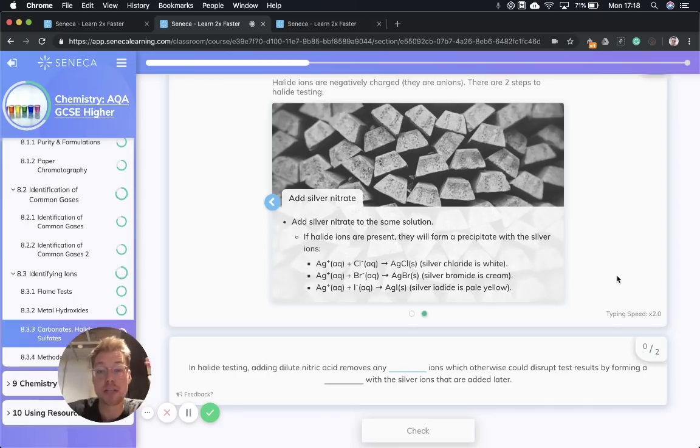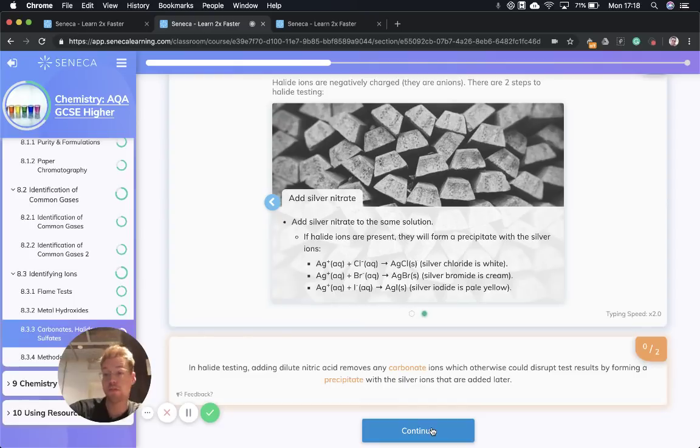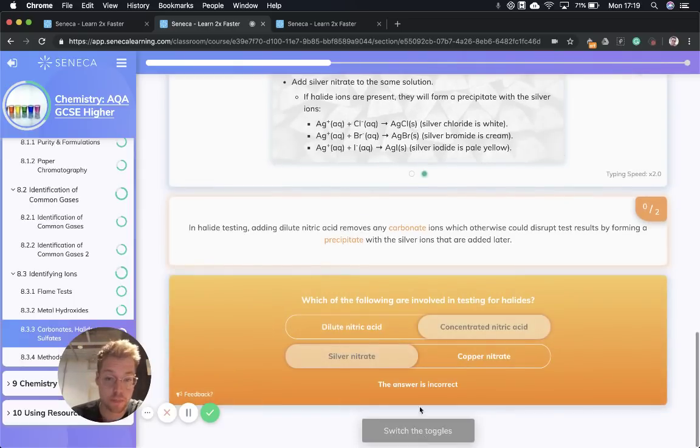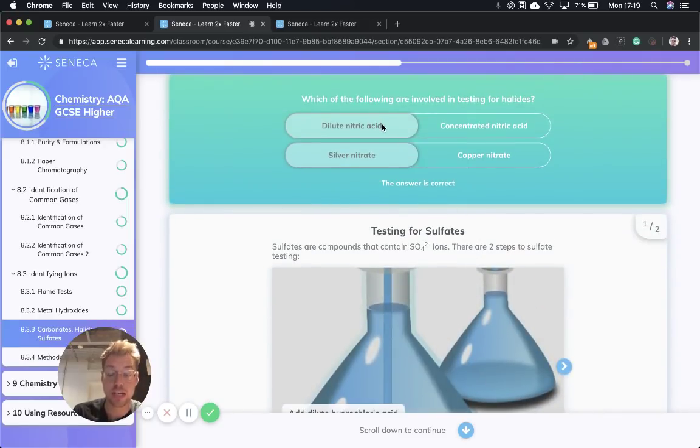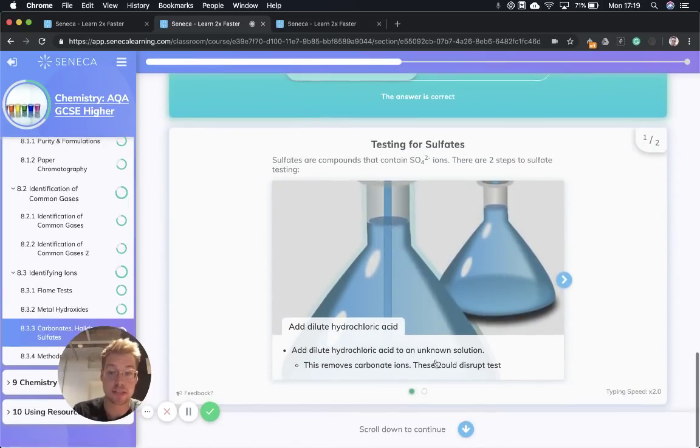I always think of it, if we start with chlorine, we're then going down the halogens and the color's getting darker and darker. It starts at white, it goes cream, and then it goes yellow. And that's going down the periodic table, down group 7. That's how I remember it. Maybe it's helpful, maybe it's not. If it's not helpful, make a cute little flashcard and just remember that AgCl, white, AgBr, cream, AgI, pale yellow, okay? And what are the 2 steps? Firstly, we add dilute nitric acid to get rid of carbonate ions, and then we add silver nitrate.